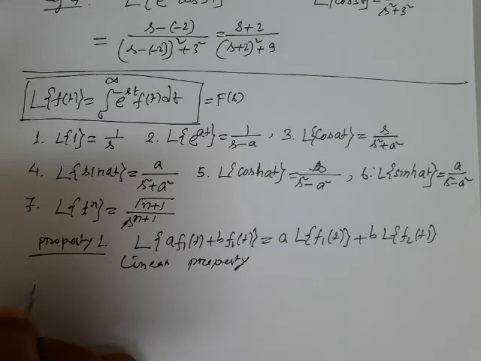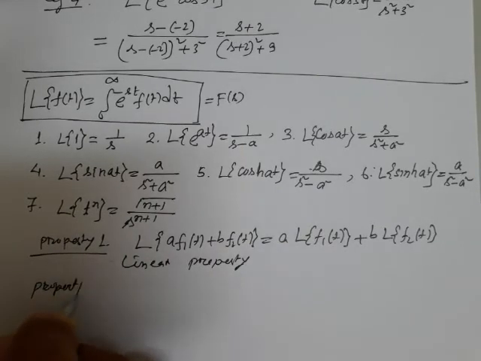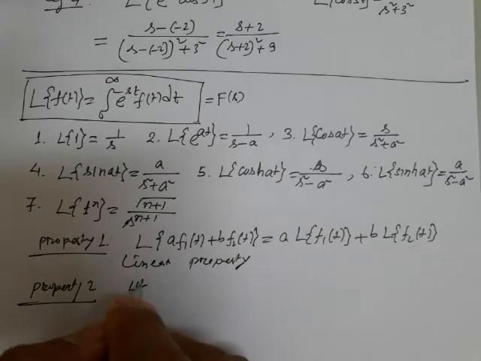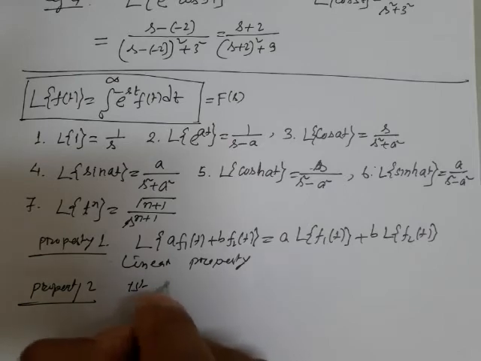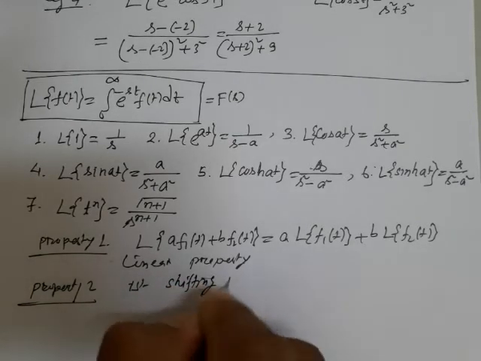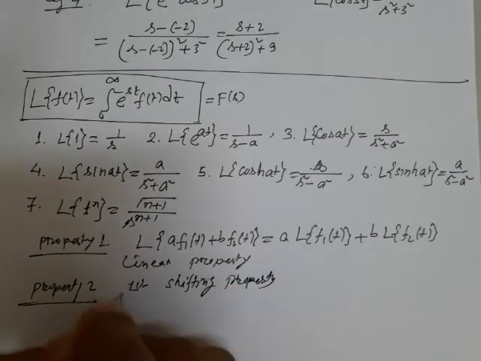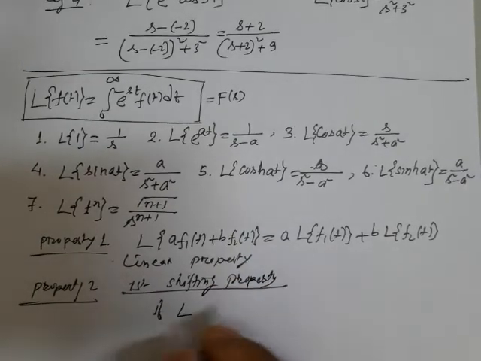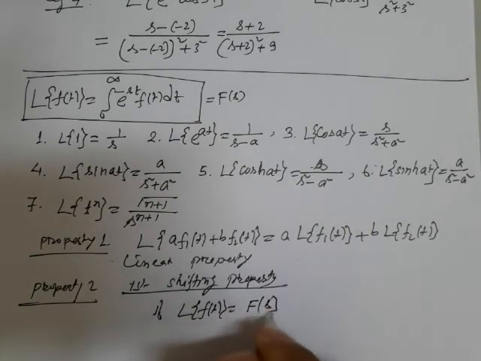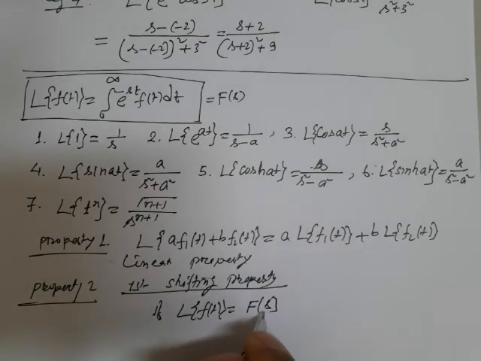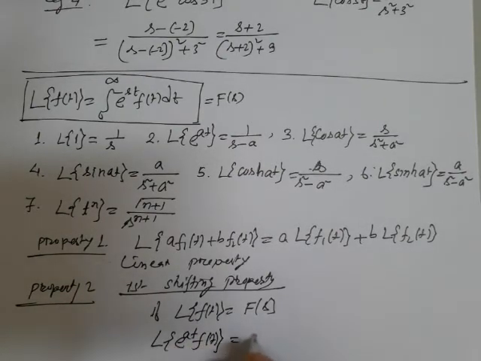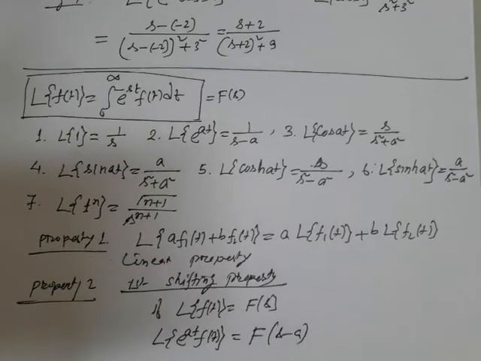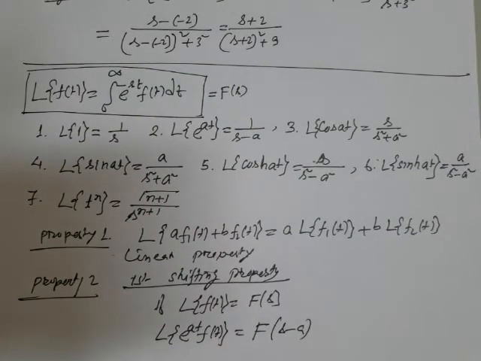Okay, so property 2, that is called shifting property. That is the first shifting property. That means there is one more shifting property, that is called second shifting. So here today we are learning the first shifting property. The property states that if L of f of t equal to F of s, okay, the right hand side should be a function of s, then if we multiply e to the power at with f of t, then it will be F of s minus a.